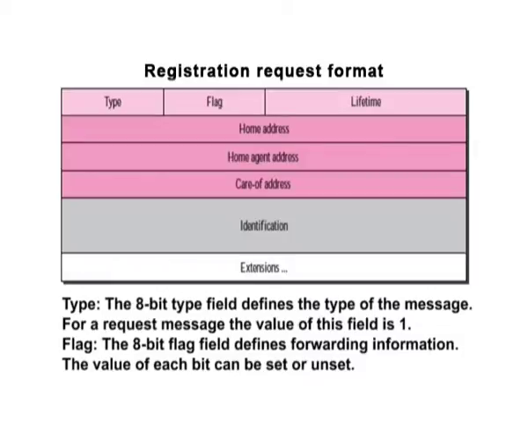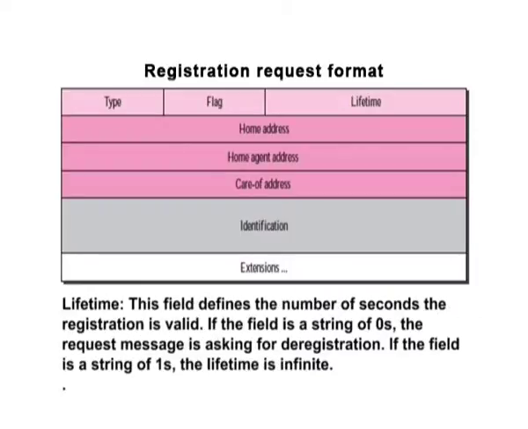The figure shows the format of the registration request. The field descriptions shown in the figure are as follows. Type. The 8-bit type field defines the type of message. For a request message, the value of this field is 1. Flag. The 8-bit flag field defines forwarding information. The value of each bit can be set or unset. Lifetime. This field defines the number of seconds the registration is valid. If the field is a string of zeros, the request message is asking for deregistration. If the field is a string of ones, the lifetime is infinite.